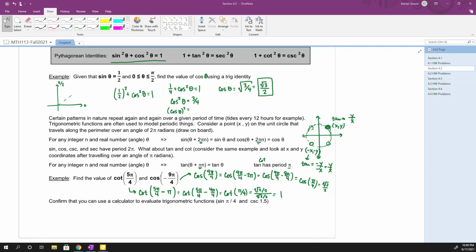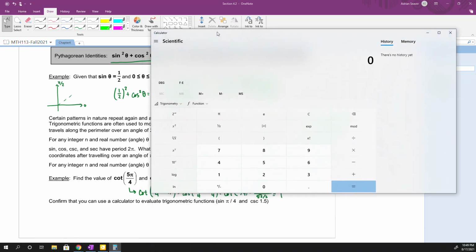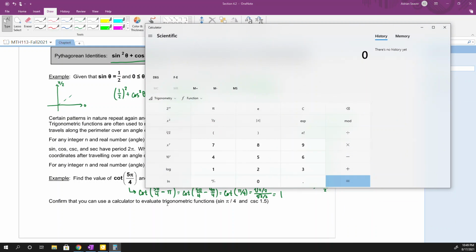very quickly was just to make sure on your calculator that you can solve this. Now, you are allowed calculators in class and on tests, but I did want to make sure you can evaluate things like the sine of pi over 4. And there's a couple keys here. First off, you will notice that this calculator is in degree mode. So if I want to find the sine of pi over 4, I either have to change pi over 4 to degrees, or I have to change my calculator to radian mode.